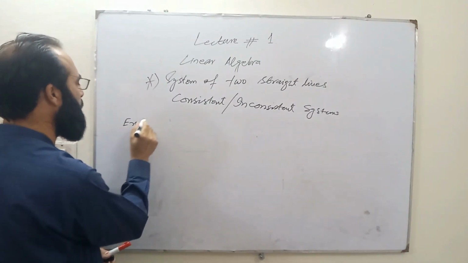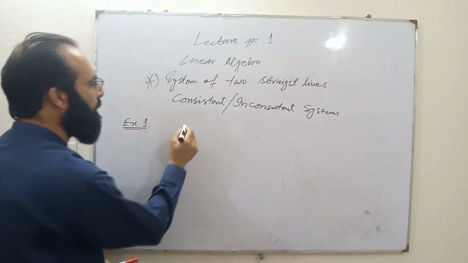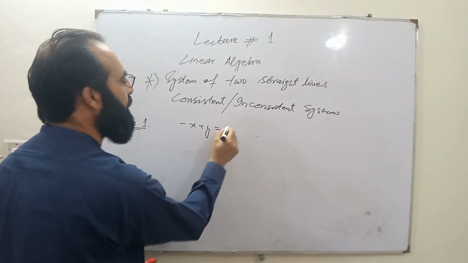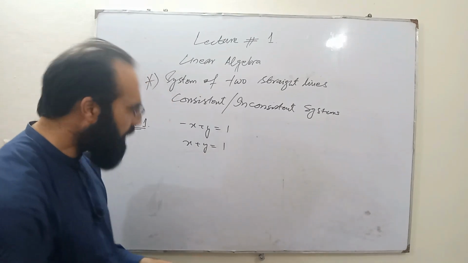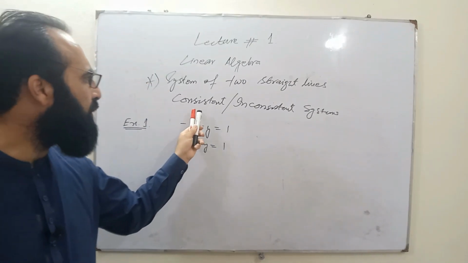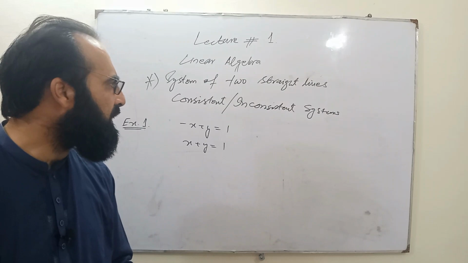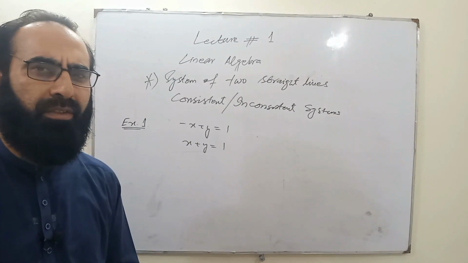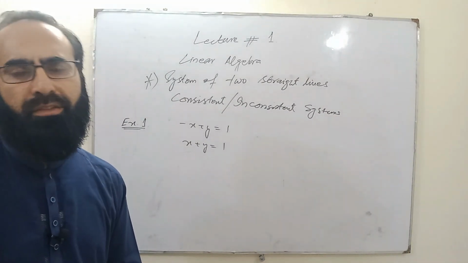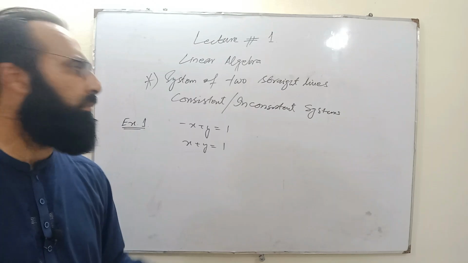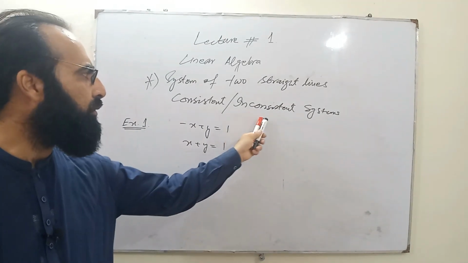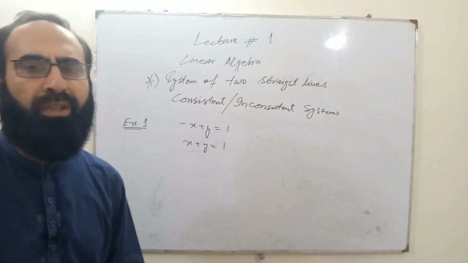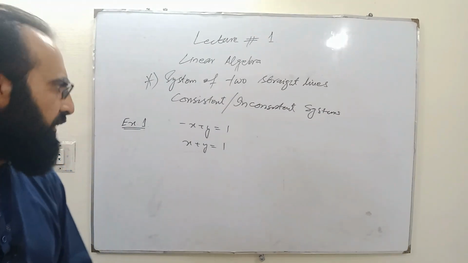Example 1: minus x plus y is equal to 1 and x plus y is equal to 1. First of all, you have to know about consistent and inconsistent. What is meant by consistent? If a system has a solution, then such a system will be known as a consistent system. If the system has no solution, then such a system is known as an inconsistent system.